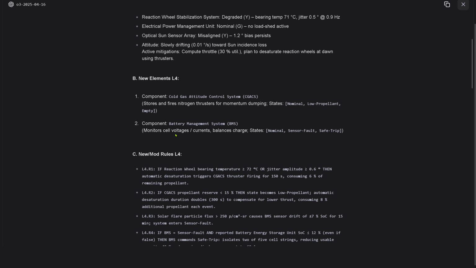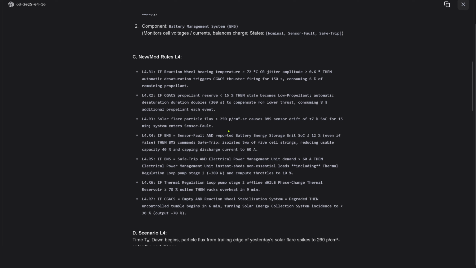It monitors the cell voltages and the currents, and it balances the charge, and the states are nominal, sensor fault, and safe trip. Plus, we have 7 new rules for level 4, from R1 to R7. My goodness. So here, this is from the computer simulation: if the solar flare particle flux exceeds a certain amount, this causes a sensor drift to 7% for 15 minutes, and the system enters a sensor fault.